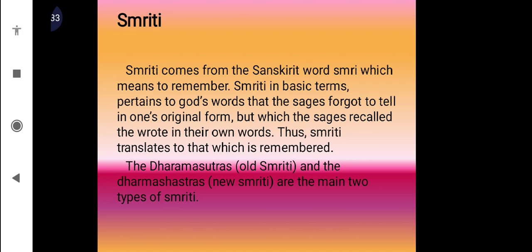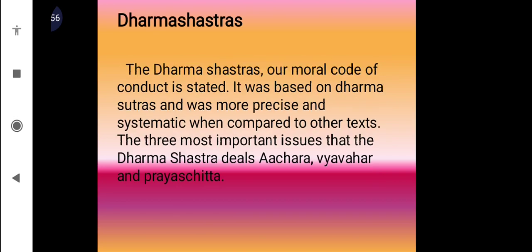The Dharma Sutra, the old Smriti, and the Dharma Shastra, the new Smriti, are the main two types of Smriti. So the Smriti itself has two divisions: one is Dharma Sutra, another one is Dharma Shastra. Dharma Shastra is the new one, Dharma Sutra is the old one, and that is followed by the people. And what are the Dharma Shastras? Dharma Shastras, our moral code of conduct, were based on Dharma Sutras and were more precise and systematic when compared to other texts. The three most important issues that the Dharma Shastra deals with are Acharya, Vyavahara, and Prayaschitta.